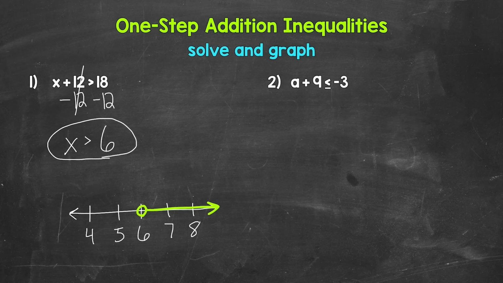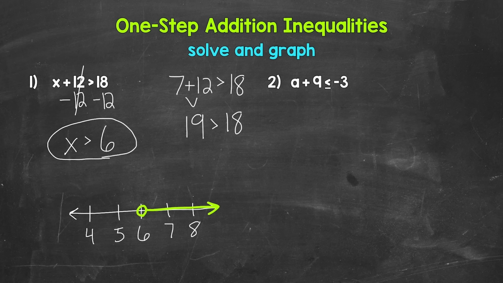Now, one last thing we can do here is check a solution to make sure we are correct. Now, we can't check every value greater than 6. So what we can do, we can check one value to see if it works. Let's use 7. So plug in 7 for x here. So we have 7 plus 12 is greater than 18. 7 plus 12 gives us 19. 19 is greater than 18, so this does work. We are correct. Our answer for number 1, x is greater than 6.